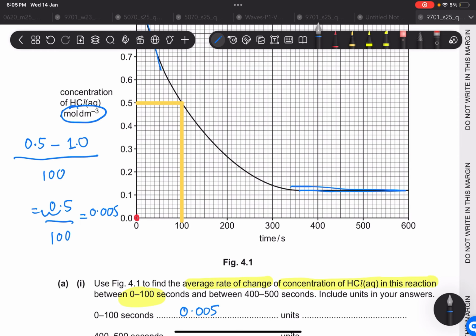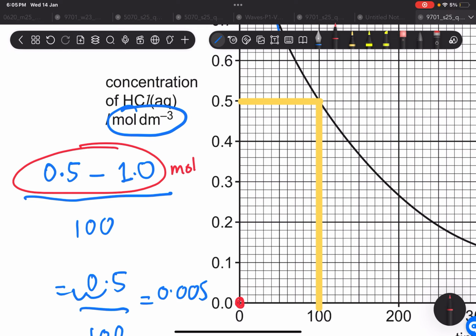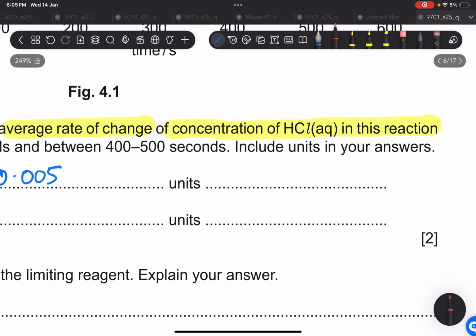Minus 1. How do I get this? How do you figure out the units? The unit of concentration is mole per dm cube, and the unit for time is second. When this second comes up, it becomes mole per dm cube S-1. That's how you figure out the units. So mole per dm cube S-1.